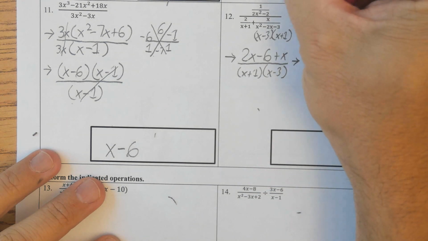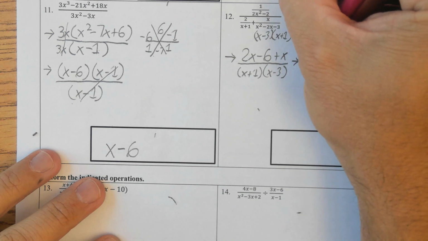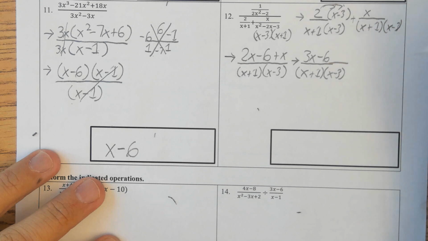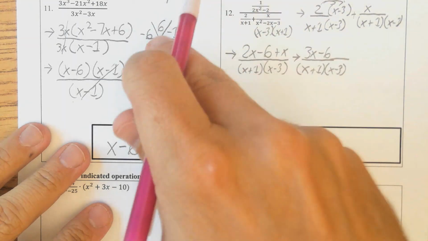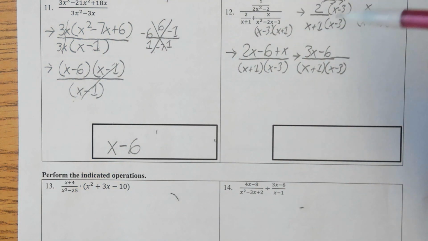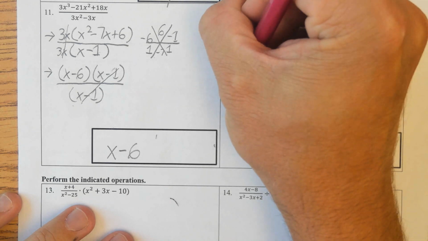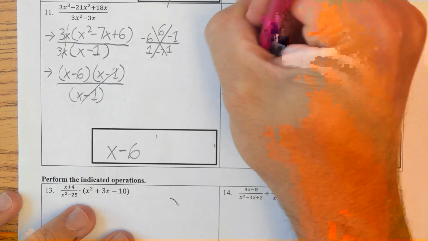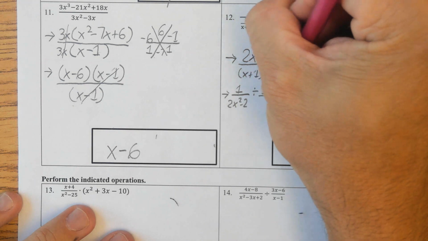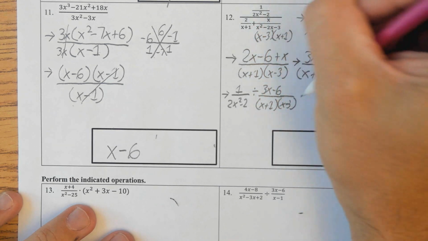So that's going to be what? 3x minus 6 over x plus 1, x minus 3. Okay? So now that's just my denominator. So now, when you see this form like this, where you see 1 over 2x squared minus 2, that's the same thing as this, guys. It's like saying 1 over 2x squared minus 2 divided by 3x minus 6 over x plus 1, x minus 3. That's all that is.